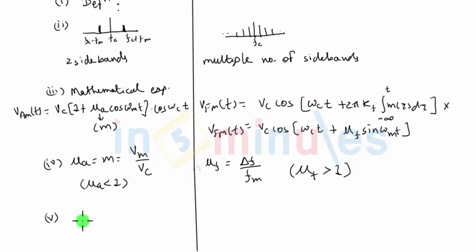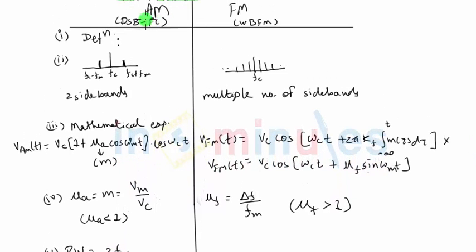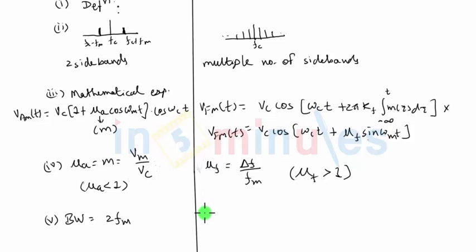Next, point number 5 can be about bandwidth. Bandwidth in case of double sideband full carrier is nothing but twice fm. No doubt, if I'm using single sideband transmission, then bandwidth will be only fm. But as I mentioned earlier, when we talk about AM, we talk about conventional AM, which is double sideband full carrier. On the FM side, bandwidth is always given by Carson's rule.